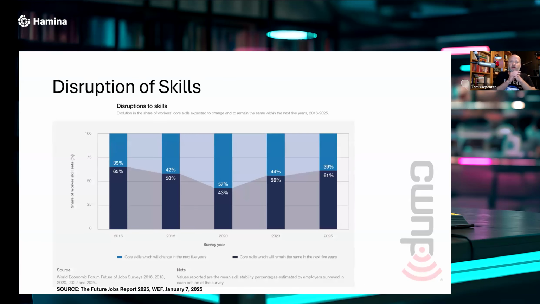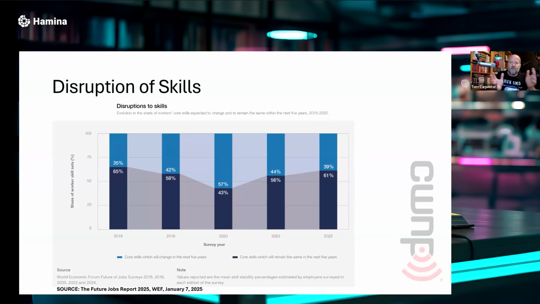Another thing that's important to know about this space that we live in is that skills disruption is normal. So we get into these phases where we think, oh, large language models, they've changed everything. There's always something that has changed everything.